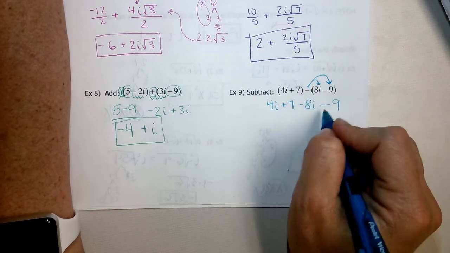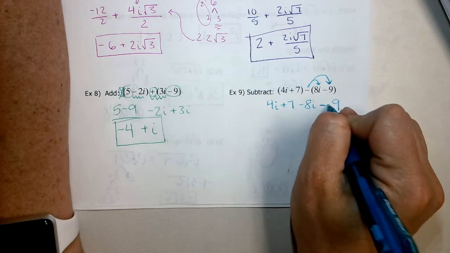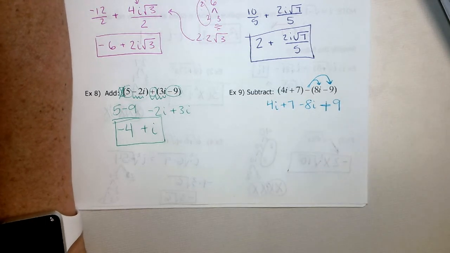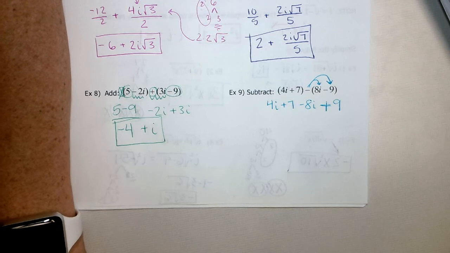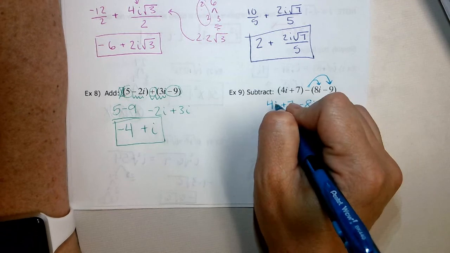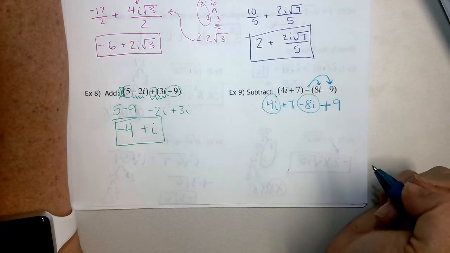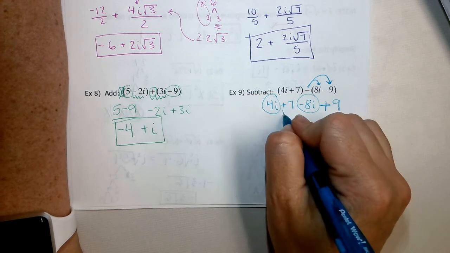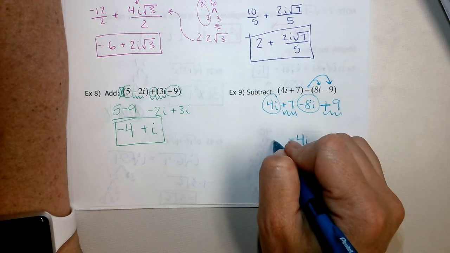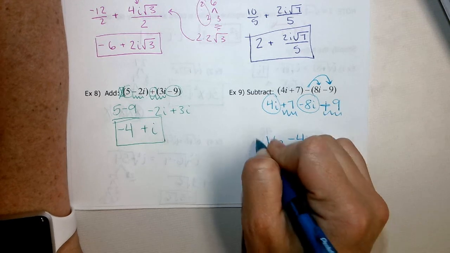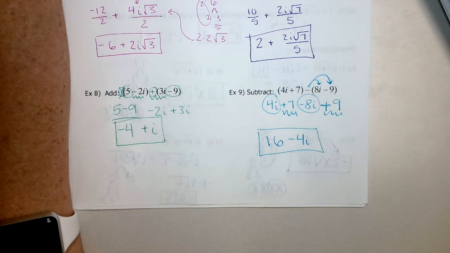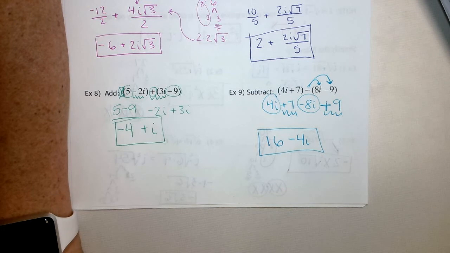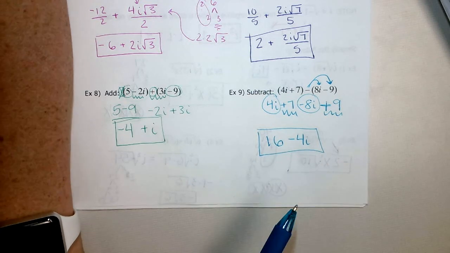Well, what does two negatives make? A positive, so this actually ends up being plus 9. So now that I've distributed the negative, what are my like terms? 4i and negative 8i, what does that give me? And 7 plus 9. You want your number without i, and then your number with i, a plus bi.